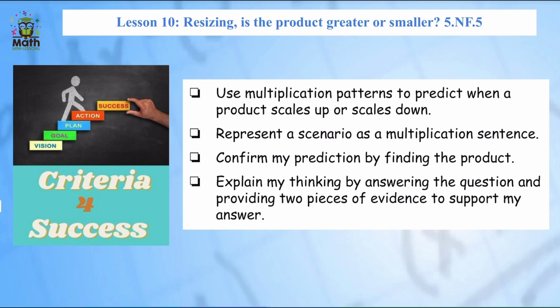So as I model, look to see how I use those multiplication patterns to predict, and that helps us. Once you see a pattern a few times, you kind of know what to expect, and that's going to tell us if we're scaling up, if our numbers are getting bigger, or scaling down, they get smaller. Look to see how I represent the scenario as a multiplication sentence, how I confirm my prediction by actually doing the work and finding that product, and then how I explain my thinking by answering the question and giving at least 2 pieces of evidence to support my answer from my work.